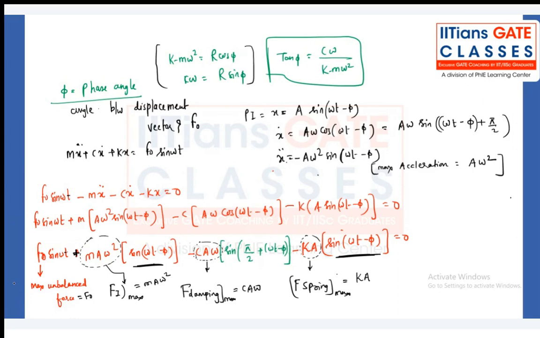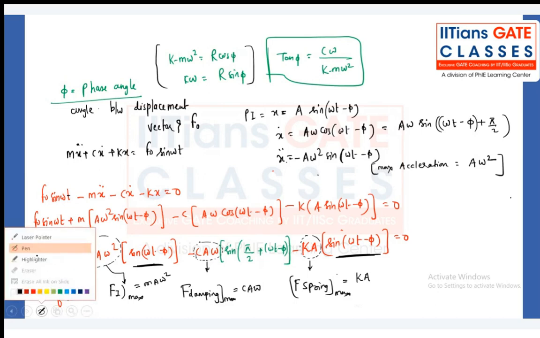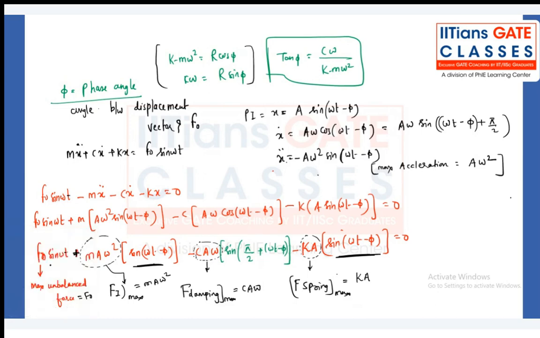I told you I will be discussing how we are getting the maximum damping force and maximum spring force. There you can see, whatever the coefficient of sine and cosine, that will become the maximum value or amplitude value. F naught is the maximum unbalanced force. M a omega square is the inertia force. Damping force is C A omega. Spring force is K into A. These are the maximum values.